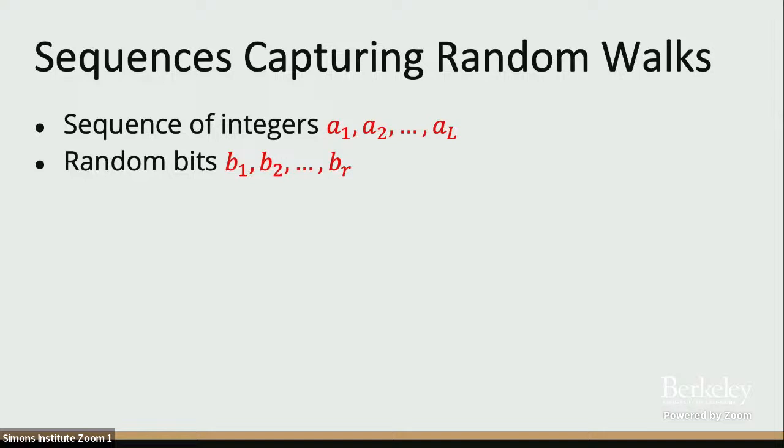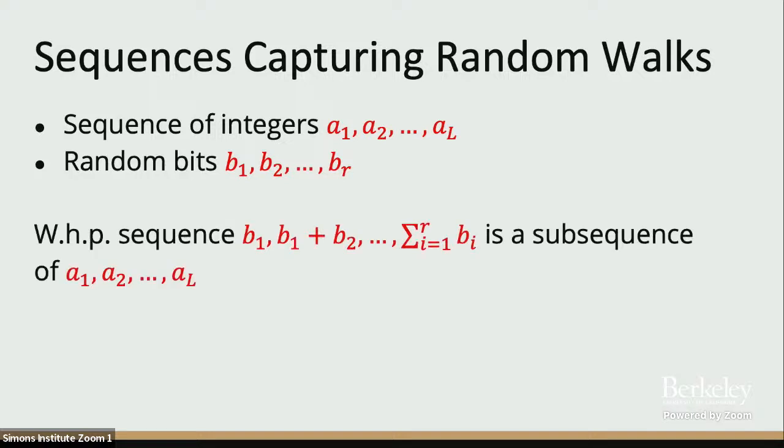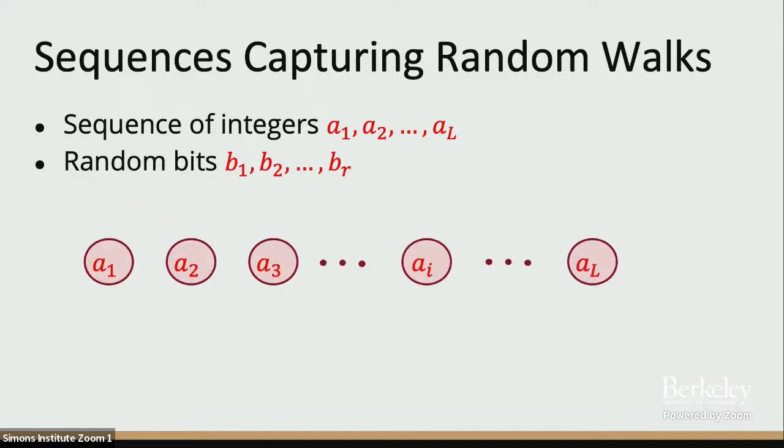Here we have a sequence of integers a1 to aL, and we are getting random walks. You want to do an r-length random walk, and you want this sequence of integers to satisfy some properties. With high probability, the random walk that you do, like b1, b1 plus b2, b1 plus b2 plus b3, and so on, is actually a subsequence of a1 to aL. So what do I mean? It's very important that it's a sequence, not a set.